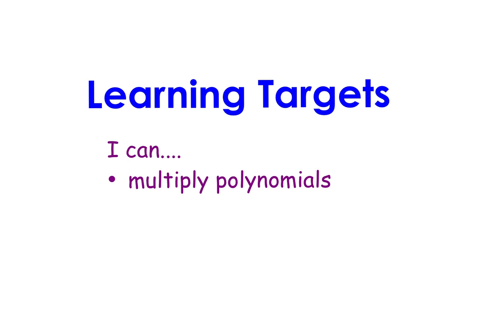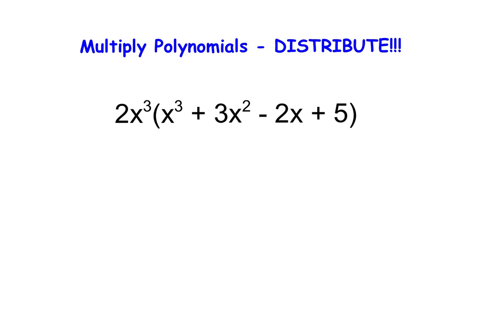In this video, we will learn how to multiply polynomials. So here in this first example, you're going to see that we're going to multiply one single polynomial, which is out here outside of the parentheses, by a larger polynomial, which is inside of the parentheses. And you should know at this point that the easiest way to multiply these two polynomials together is to use the distributive property.